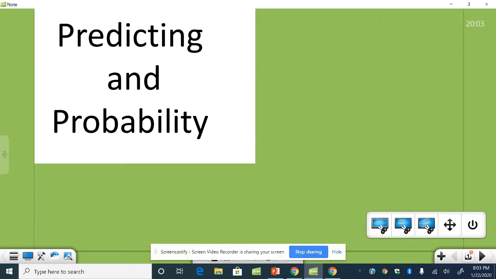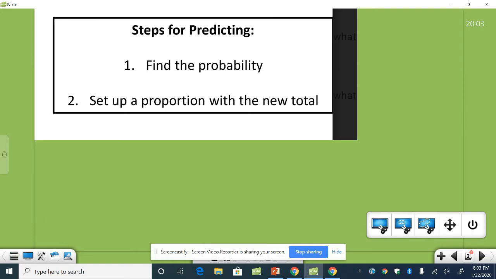You should already have this glued or taped into your journal, it doesn't matter either one. But we're going to go ahead and get right into this. The steps for predicting are to find the probability first, and then you've got to set up a proportion with the new total. So finding the probability, we have a number cube.